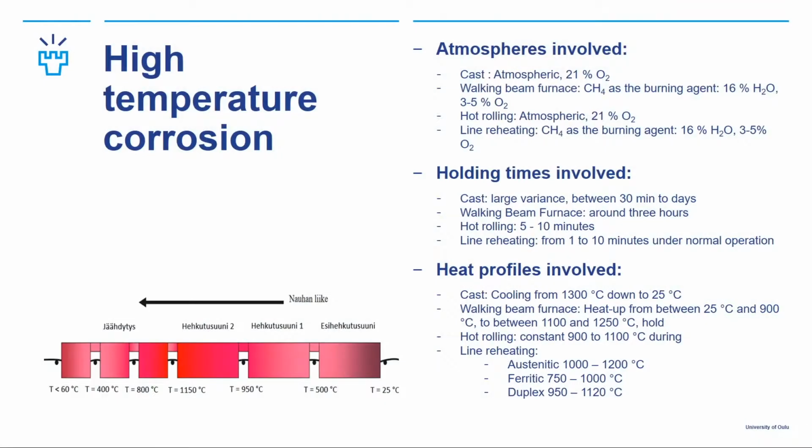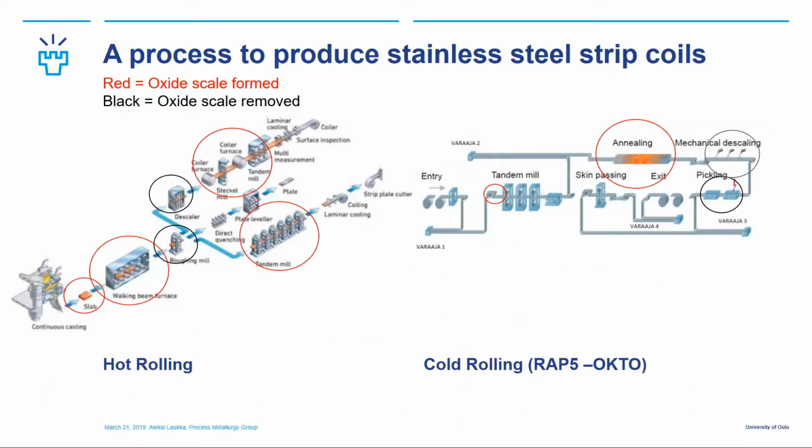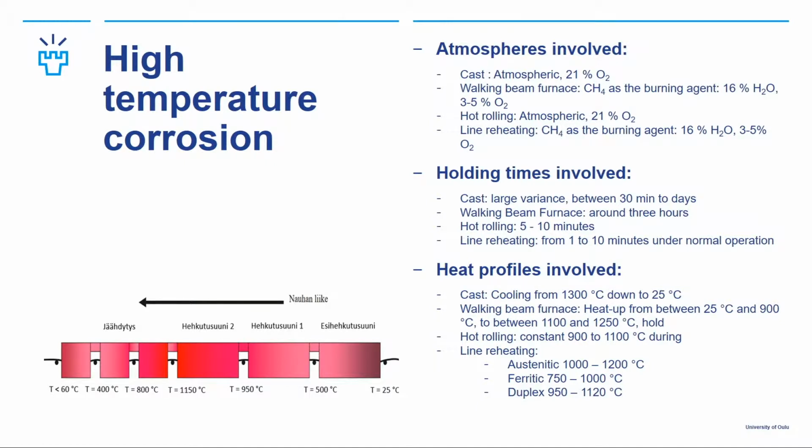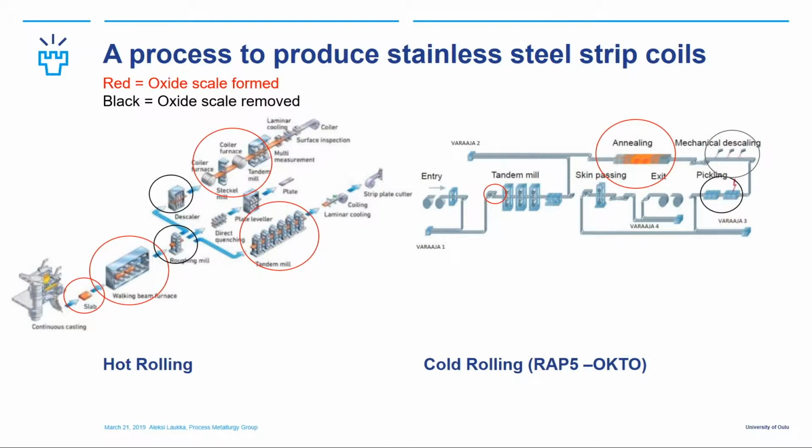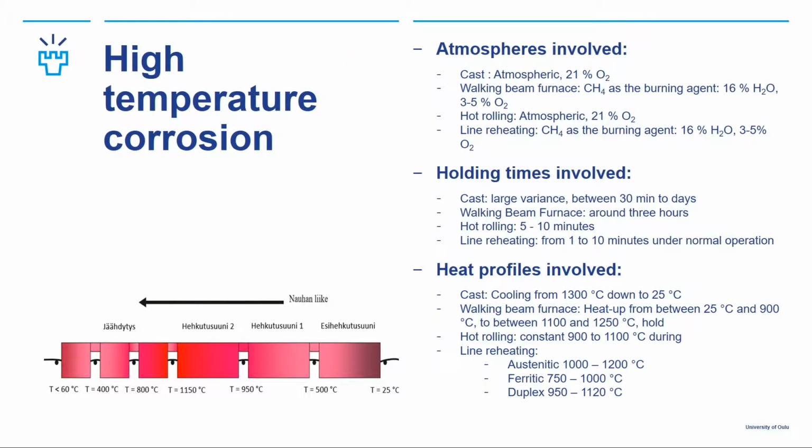As for high temperature corrosion and what actually contributes to the oxide scale formation, we have the atmosphere, temperature and holding time. And throughout the process, as we saw, we have different atmospheres, different holding times and different heat profiles where the temperature changes. So for the cast, we have atmospheric air, as well as for hot rolling. And for walking beam furnaces and line reheating, as well as the annealing furnace on the cold rolling side, we have a burning agent producing an atmosphere that contains water vapor, which further increases the oxidation rate.